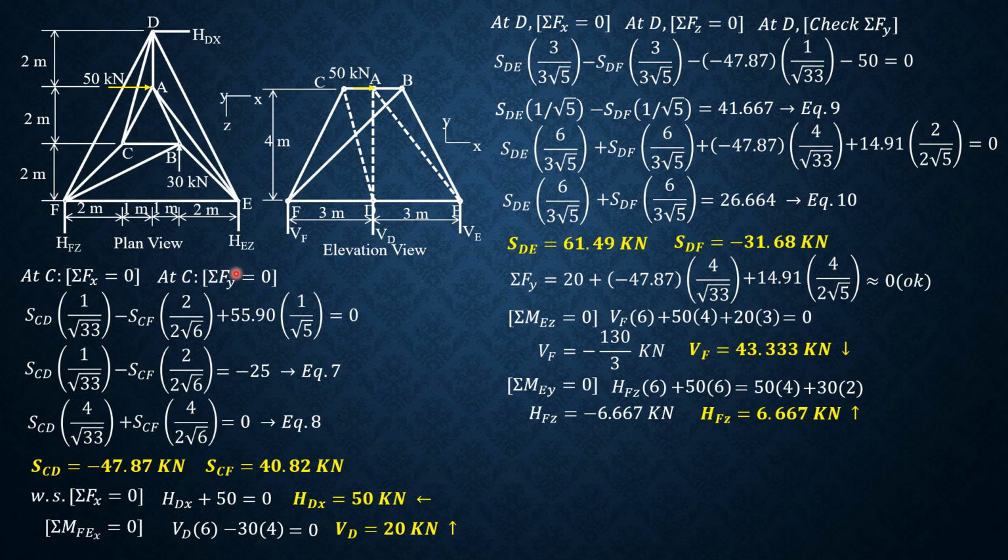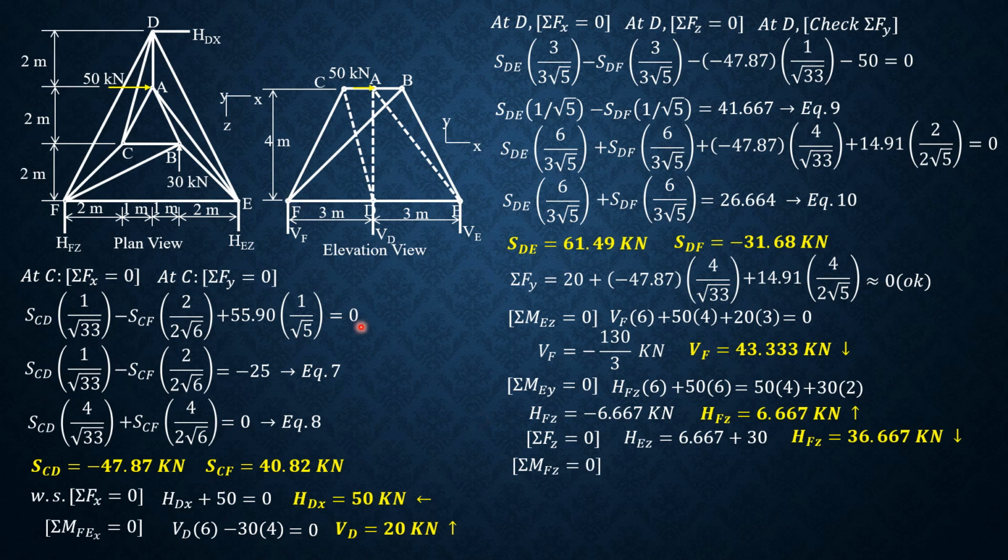So therefore, if we sum up forces along Z for the whole system, 6.67 in that direction plus 30, 36.67. Therefore, HEZ is 36.67 in the positive Z direction. So summation forces Z equals 0. HEZ in the positive Z direction equals HFG, which is in the negative direction, plus 30. So HEZ is 36.667 kilonewtons in the positive direction. So we only miss V sub E.